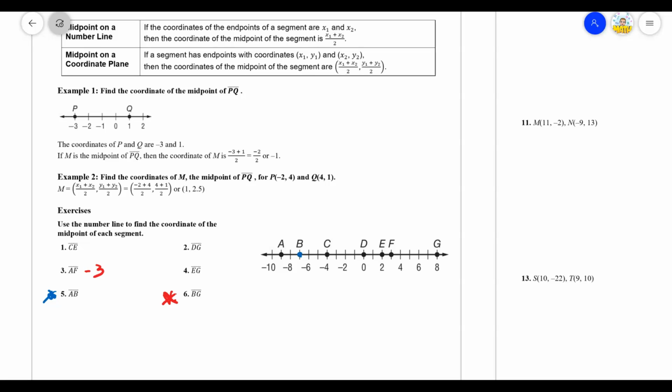Okay, so from B to G, what do we get? At B, we are at -7. At G, we are at 8. So I'm going to add those two together, and then we divide by 2. So -7 plus 8 is +1. Divided by 2 is 1/2, or 0.5. Either one of those would be okay. So hopefully we got those right.